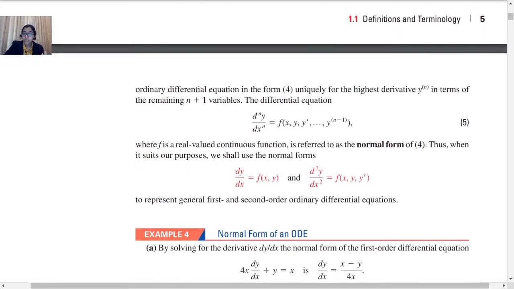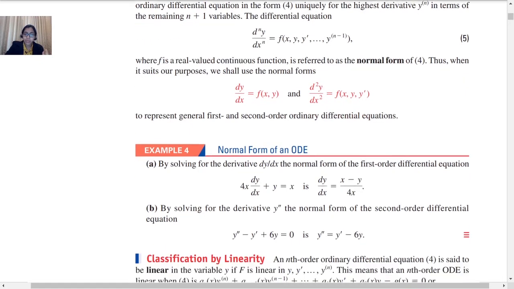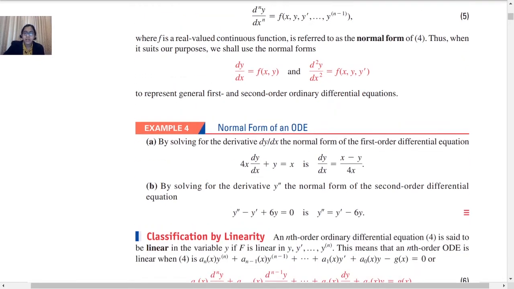Now, example 4 also depicts an example of normal form. That is, if we consider the equation 4x into dy by dx plus y equal to x, to convert this into normal form, our aim is to keep only this term on one side and all the rest on the other side. So dy by dx is equal to x minus y divided by 4x.